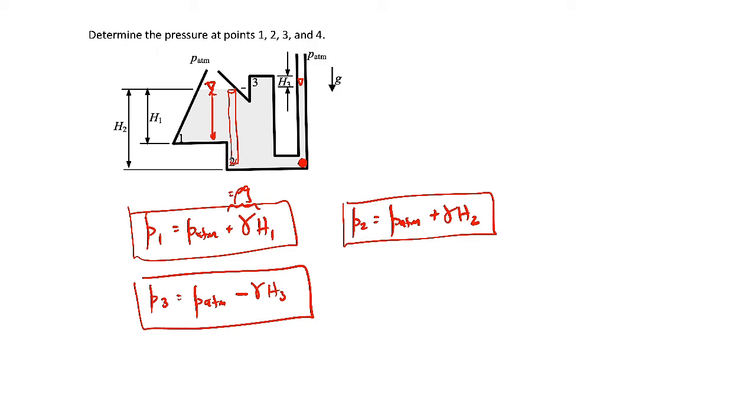Lastly, for point 4, that one's located at the same depth as point 2, so it will look exactly the same as the pressure at 2. It'll be P atmosphere plus gamma times h2. It's because it's still at the same depth from the free surface as point 2 was. So that's it. That's all there is to it. We'll go ahead and end it there.